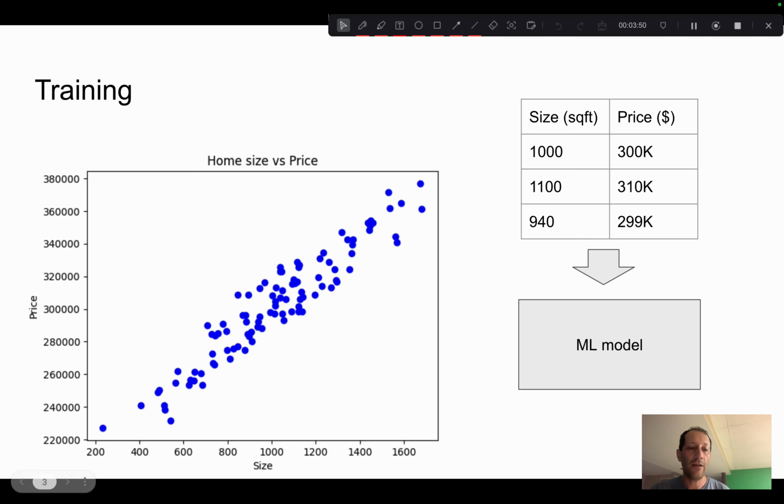Now, I look at this and I'm like, there's a clear linear relationship between price and size. So I'm going to go for a very simple type of model, very simple algorithm that's called linear regression. Linear because it makes a linear association between the two, and regression because it's trying to predict a continuous variable.